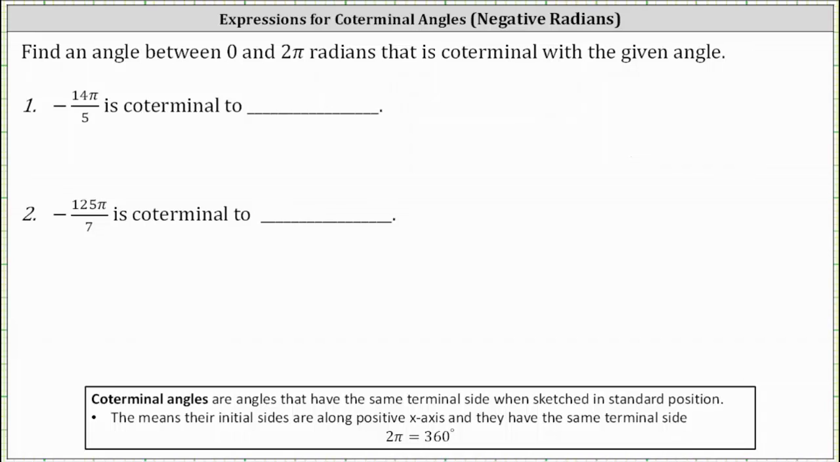For us to find an angle between 0 and 2 pi radians that is coterminal with the given angle. Number 1, we have negative 14 pi divided by 5 radians.